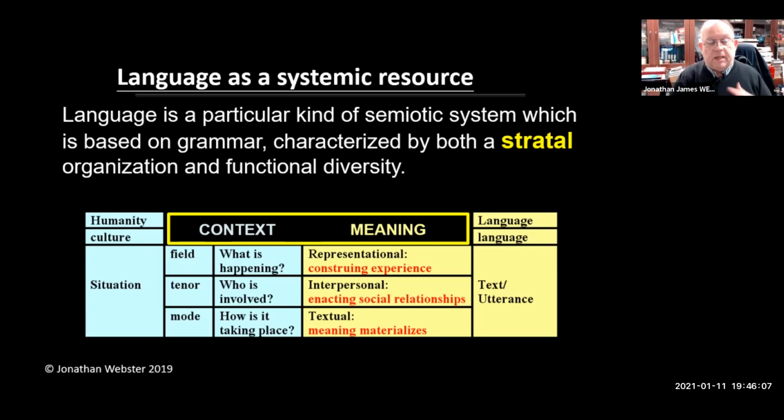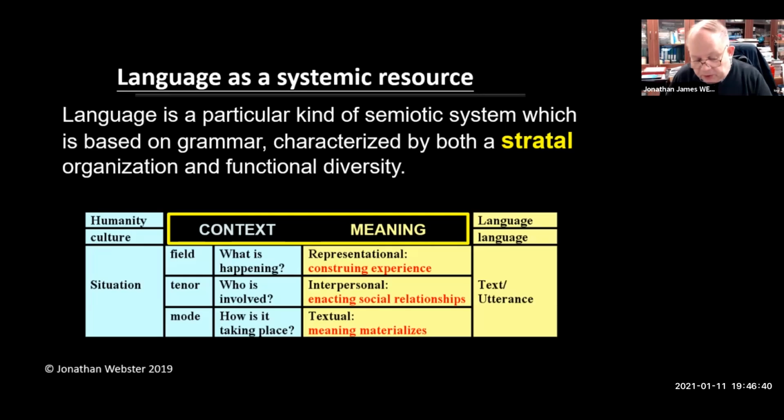How is it taking place? I'm talking to you. I'm giving you information by means of speaking to you. So think about language. On the one hand, you have meaning, the idea of how you construe the world, and you're expressing that. It's what's happening. Field. It's who is involved.